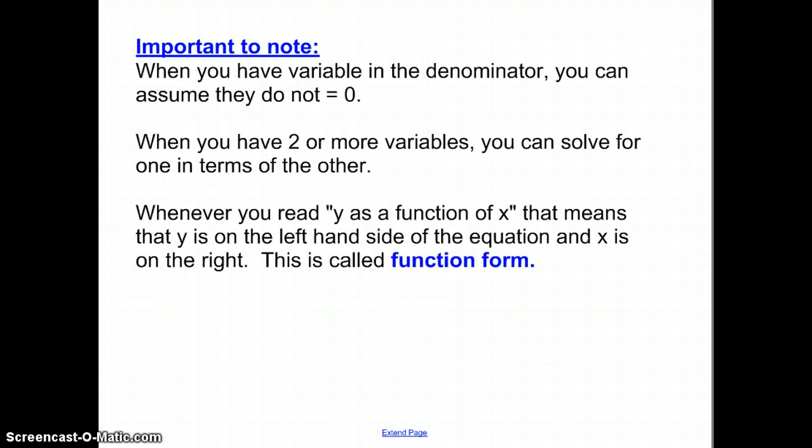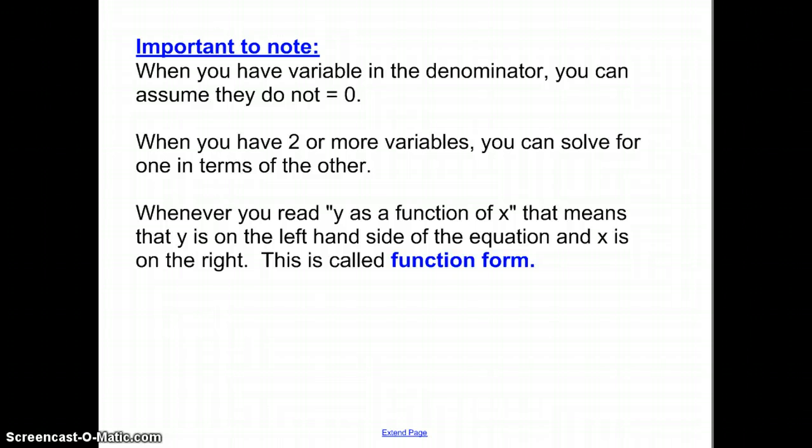It's important to note here, whenever you have a variable in the denominator and you're solving a literal equation, you can assume that the variable is not equal to 0. Because remember, when a denominator is 0, it means the fraction is undefined. When you have two or more variables, you can always solve for one in terms of the other. So you can always pull one of the variables over to the left-hand side by itself and solve for it.